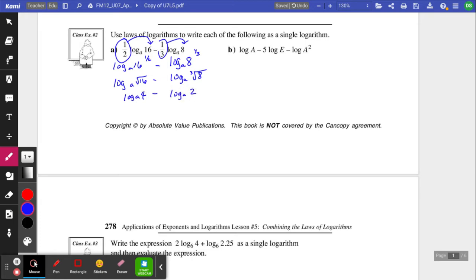Now we have 2 logs of the same base being subtracted become 1 log with the arguments divided. The math. There. So important that you get to a single logarithm like it said. Okay, we have to get to 1 log. Very important.